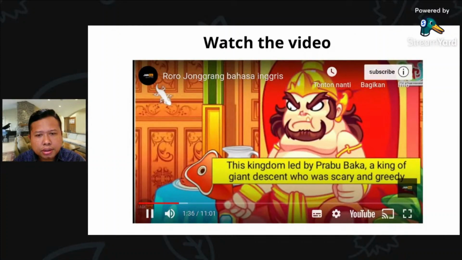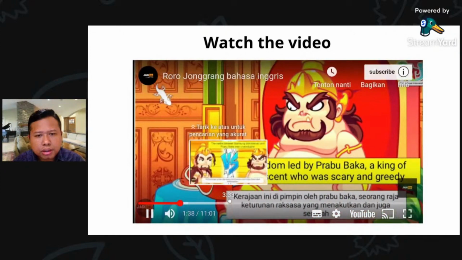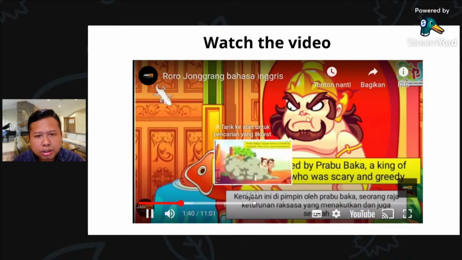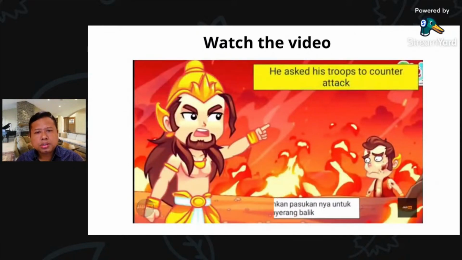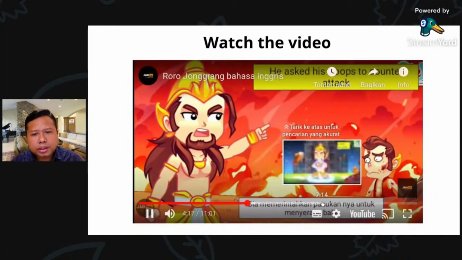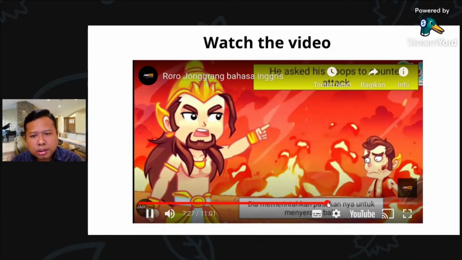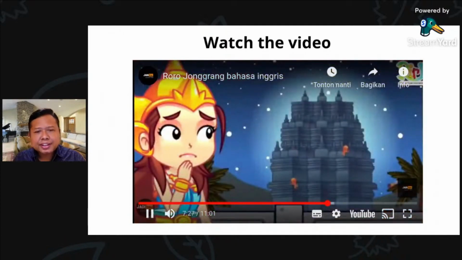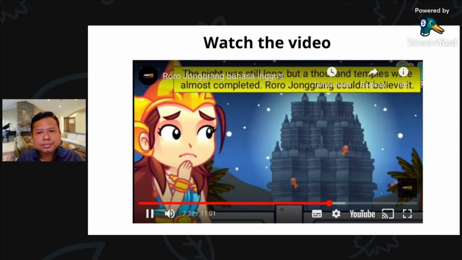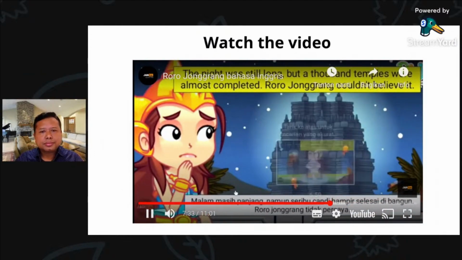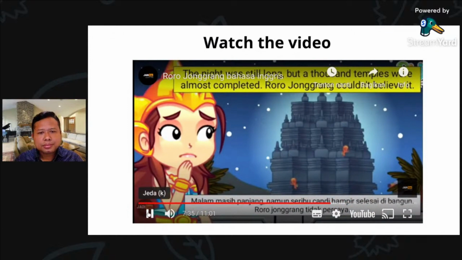This kingdom, led by Prabu Baka, a king of giants, was scary to counterattack. The night was still long, but 1,000 temples were almost complete.